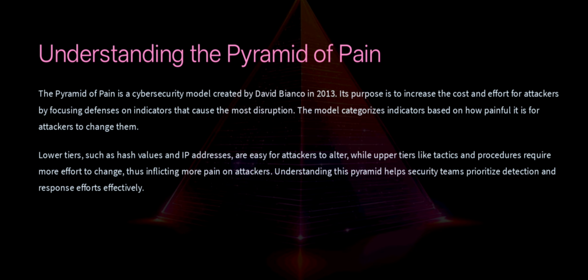For example, if an attacker consistently uses phishing to gain initial access and you build a strong anti-phishing defense, they must redesign their initial attack vector. Detecting and disrupting TTPs delivers the most strategic pain to adversaries and is key to long-term resilience.